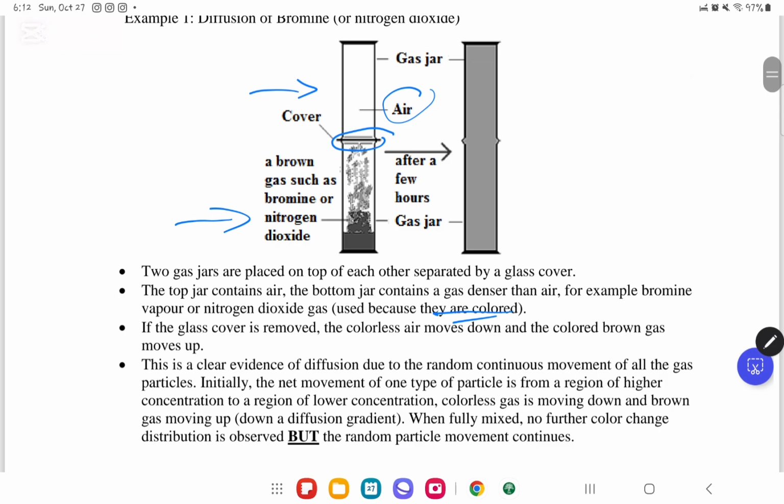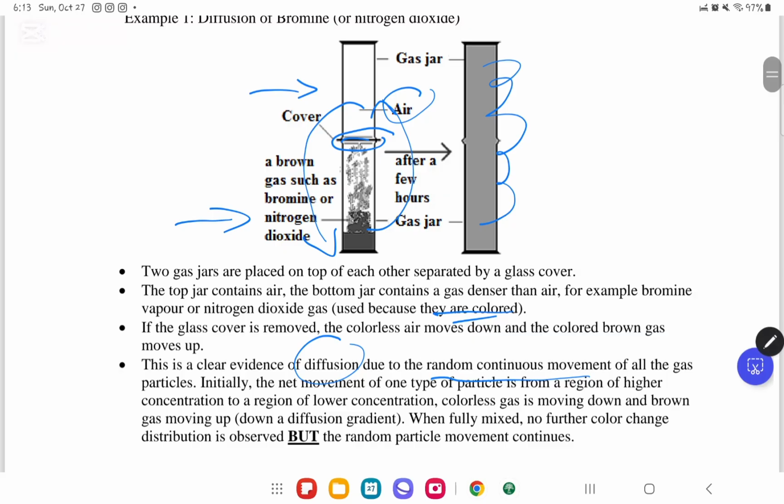So they're telling us if the glass cover is removed, so if you remove this cover over here, what happens? The colorless air moves down and the colored brown gas moves up. So the air will move down and the gas will move up, and so they will mix together to form one thing, one color or one gas. This is clear evidence of diffusion due to the random continuous movement of all the gas particles. So they continue moving until they become constant or one visible thing.